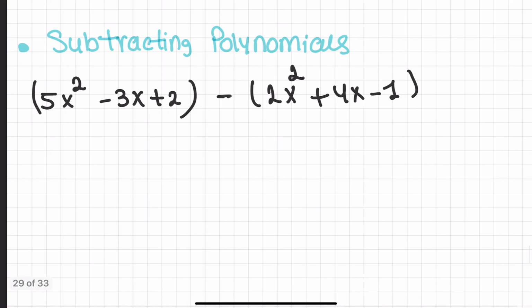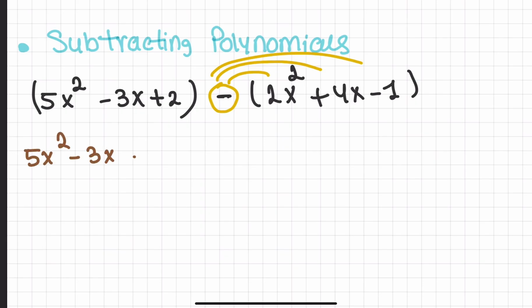Subtracting is also the same thing. What you have to do is multiply this negative by the whole numbers in the bracket. So this is going to be 5x squared minus 3x plus 2. Here, negative 1 times 2x squared is minus 2x squared. Negative 1 times 4x is minus 4x, and negative 1 times negative 1 is positive 1.